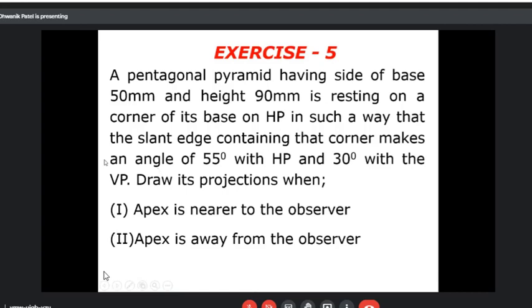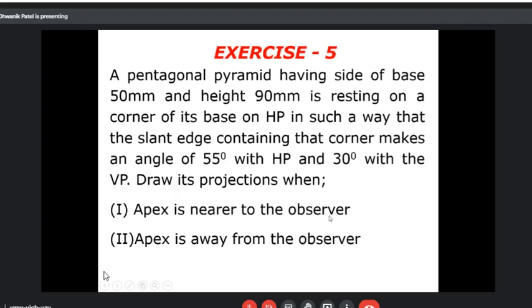Now in the second sentence, they mention that the slant edge containing that corner makes an angle of 55 degrees with the HP plane. So the first inclination is given with respect to the HP plane, 55 degrees. The second inclination is given as 30 degrees with the vertical plane. Draw its projections when the apex is nearer to the observer.